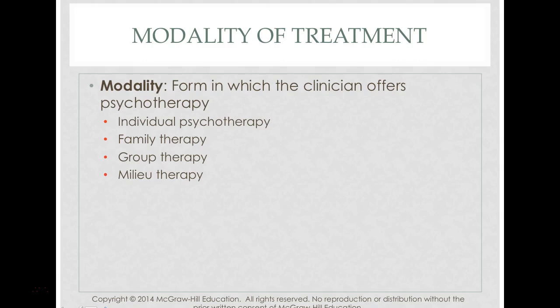Okay, so then as we're talking about these, the client is starting treatment, and this is also part of the treatment plan, the modality of treatment. This is the form in which the clinician offers psychotherapy. This goes back to individual psychotherapy, family therapy, group therapy, or milieu therapy, which is really community-based. So a treatment plan might include individual, family, and group therapy. Or the treatment plan might just include individual psychotherapy. Again, just depending on where people are at.